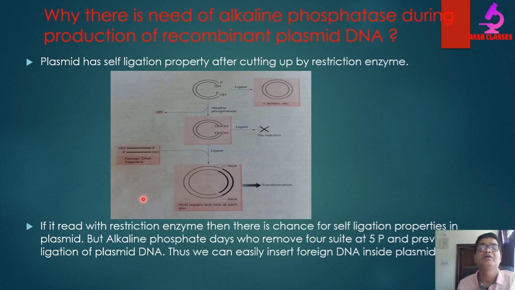But recombinant plasmid means the plasmid contains foreign DNA. We can produce the recombinant plasmid only in the presence of DNA ligase and restriction enzyme. But the plasmid has a self-ligation property, just after creation of the nick by the restriction enzyme. So just to avoid the self-ligation property, we can use an alkaline phosphatase enzyme.